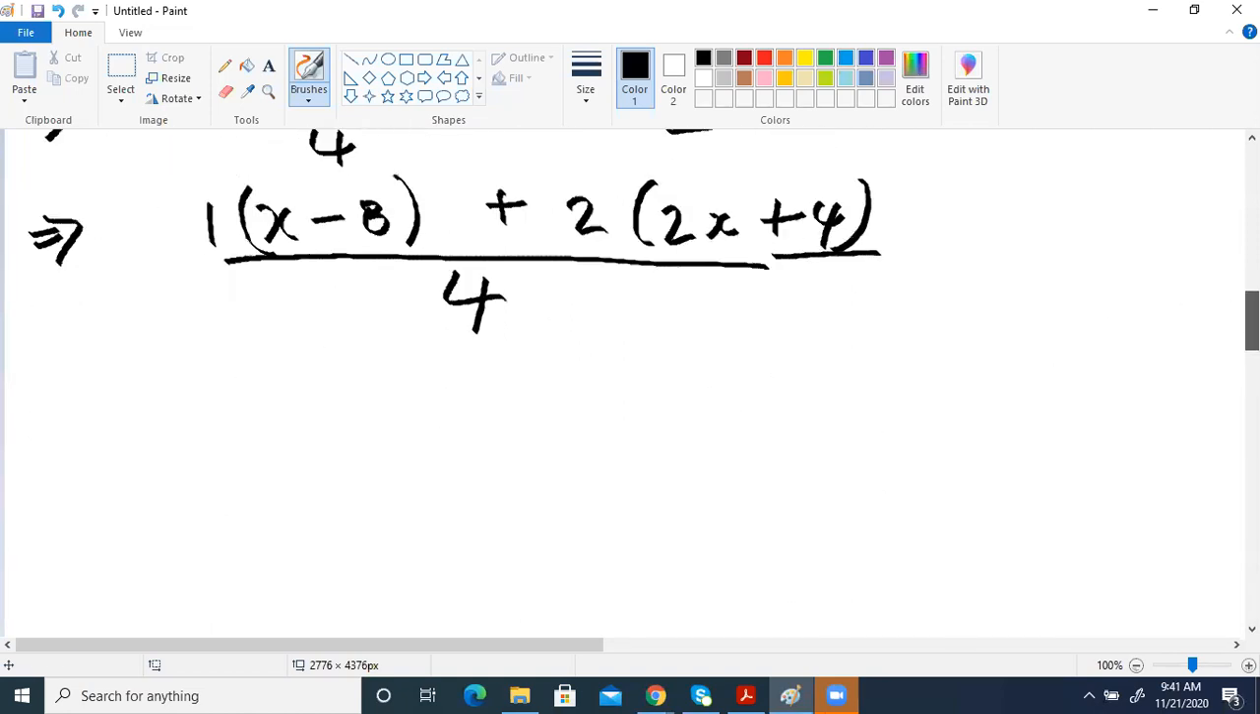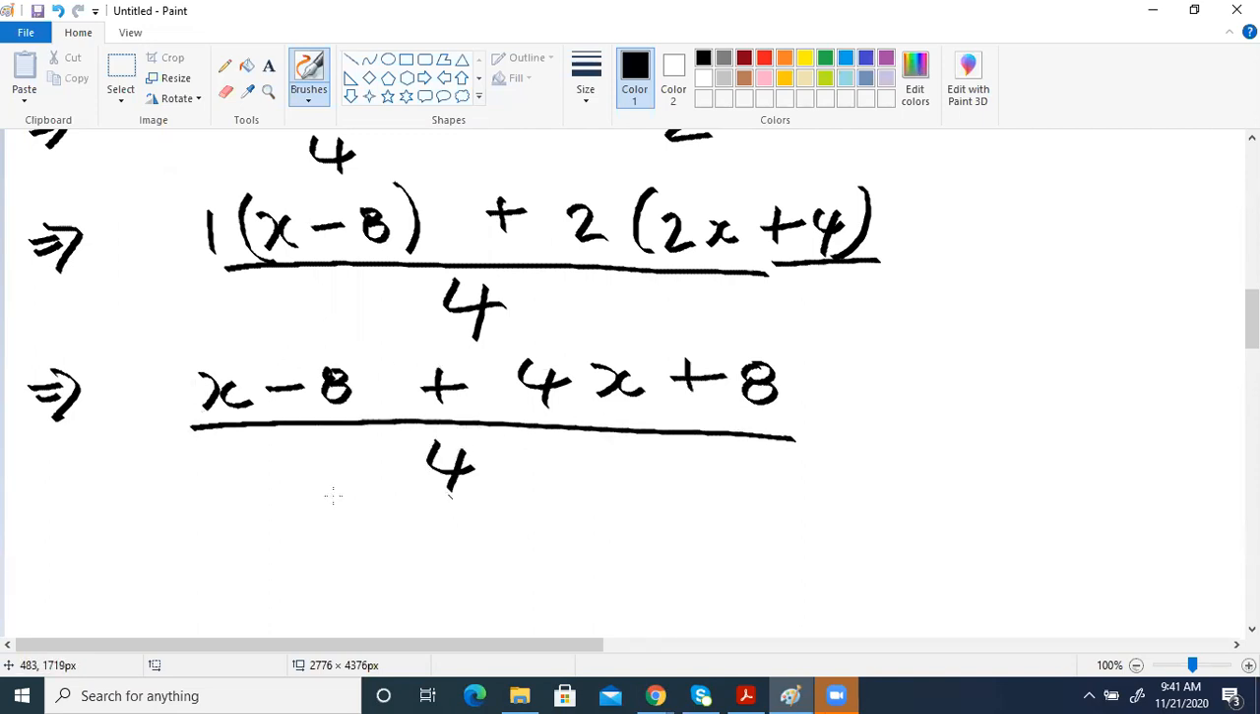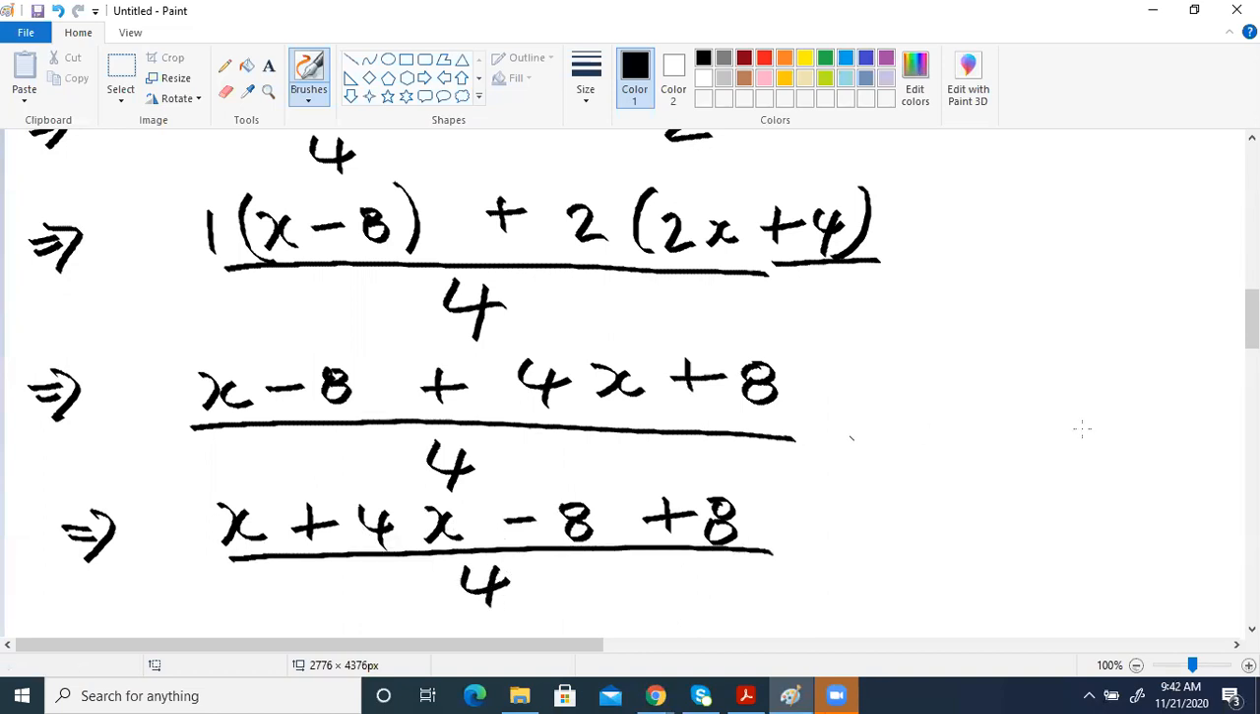So far, so good, right? So all I'm doing now is just multiplying out the brackets. That's all I'm doing, all over 4. Now we can do some grouping: x plus 4x minus 8 plus 8, all over 4.